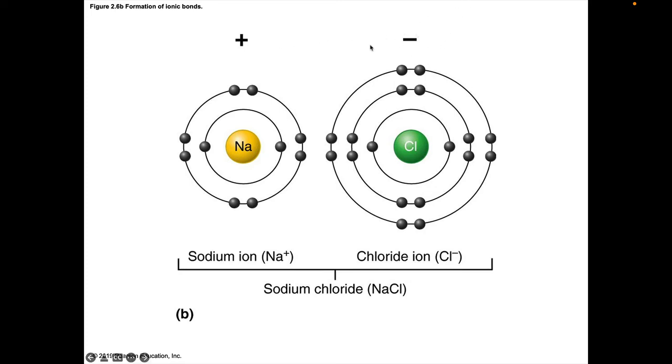And basically what holds these bonds together is that opposites attract, so electrostatic forces, attraction of opposite charges. And so this forms a new molecule. And in this molecule, we have a positively charged cation and a negatively charged anion, the sodium ion and the chloride ion, to form sodium chloride.